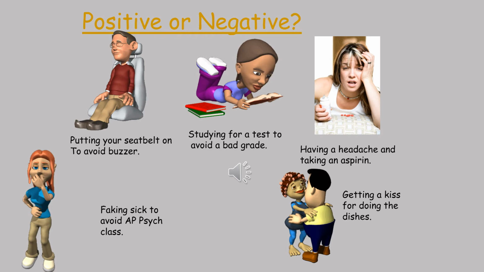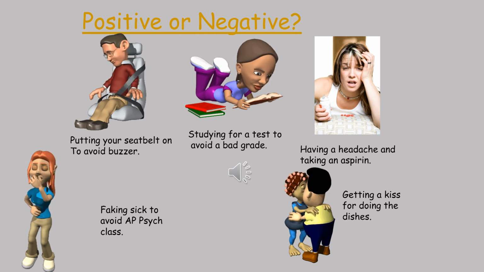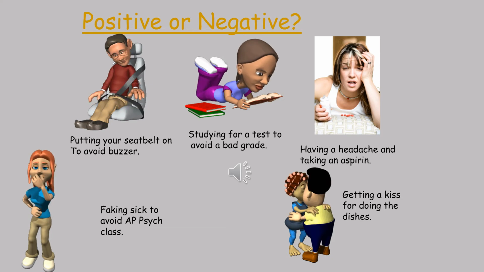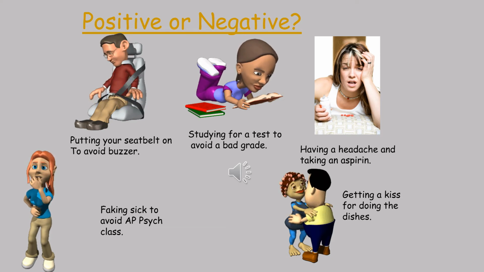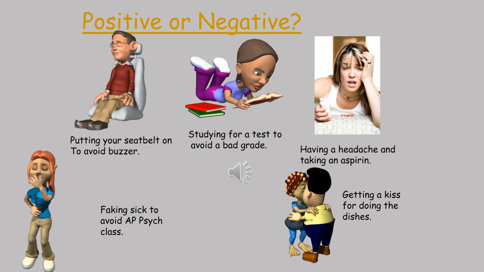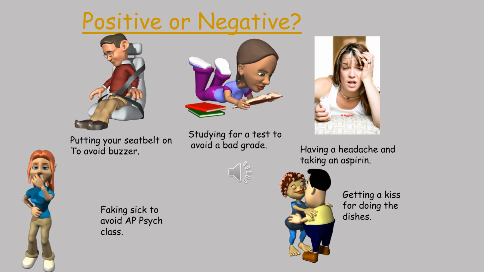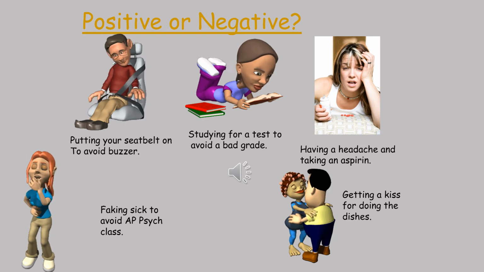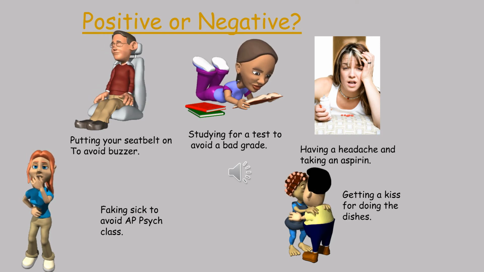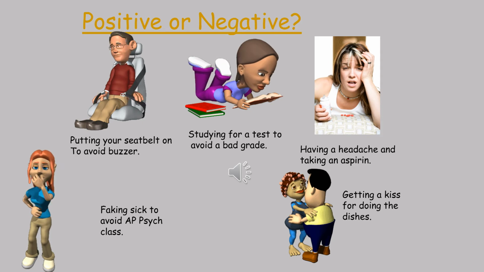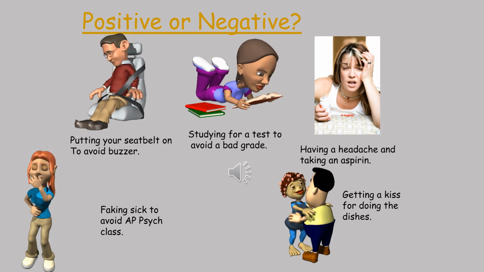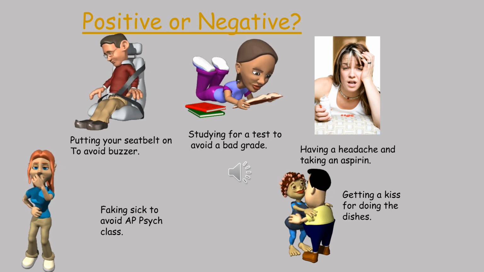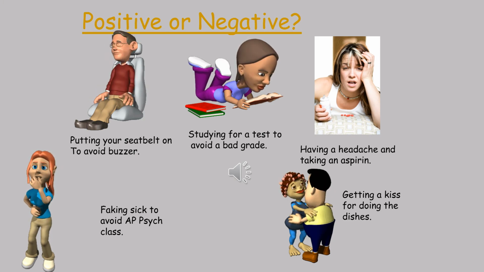Faking sick to avoid AP Psych class. Here again, you're not adding something pleasant, faking sick. You're acting that way to avoid something unpleasant, your AP Psych class, unless you're in my class. The final scenario, getting a kiss for doing the dishes. This is positive reinforcement. You're adding something pleasant, a kiss, unless it's that guy in the picture.